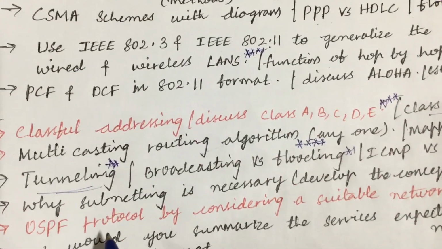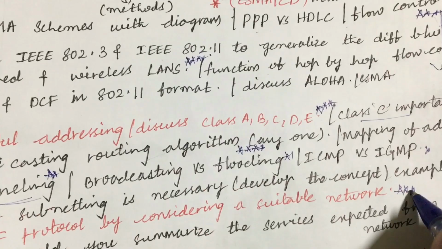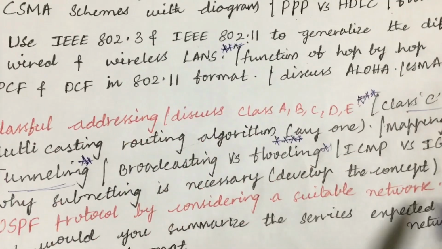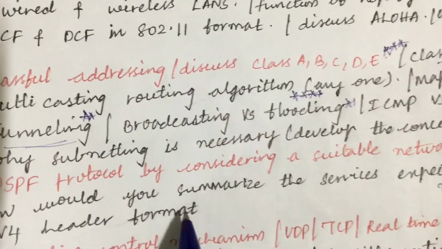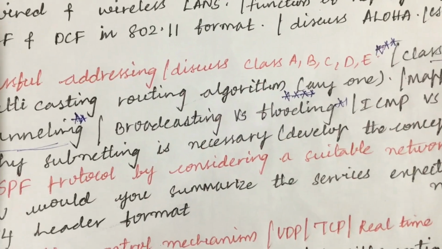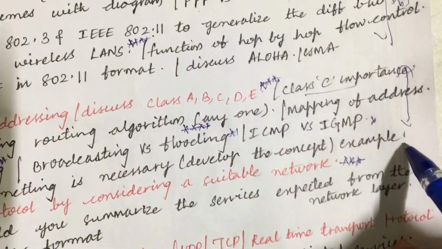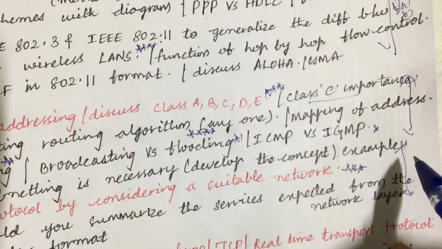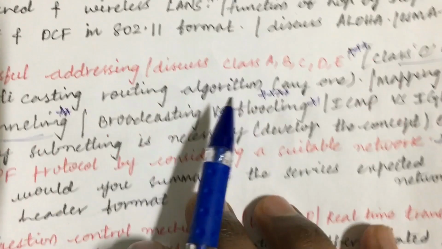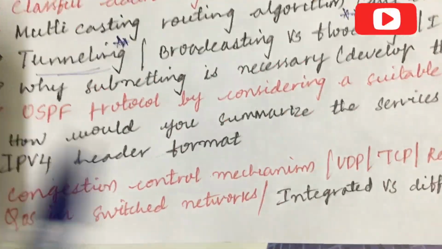Later, the OSPF protocol by considering a suitable network is also one of the gunshot questions. Dear students, from this concept you are going to get 2 questions. How would you summarize the services expected from the network layer as well as the IPv4 header format? From this concept you will be getting 1 question, and from this concept you are going to get another question, I mean 5 and 6, and the 7th question is very interesting.